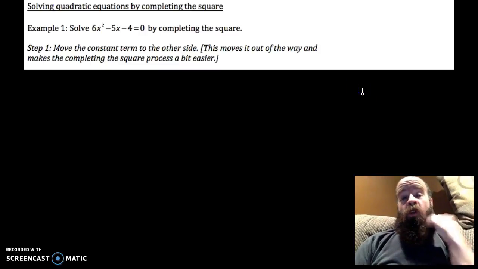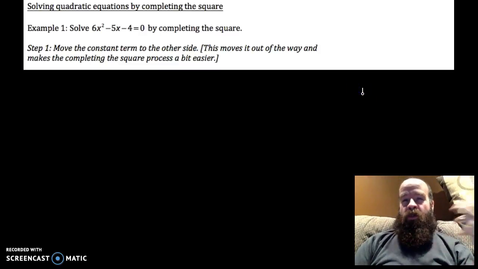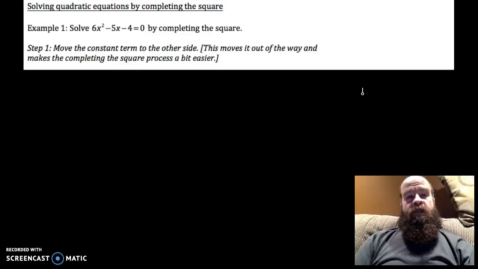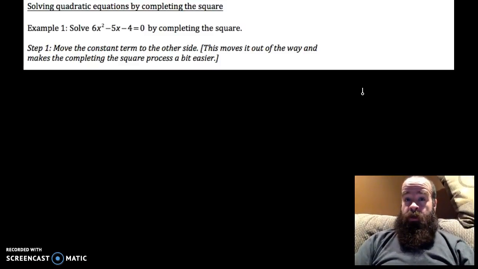All right, so I wanted to walk you through the process of completing the square so you can hear me narrate the example once. I've given you an example here that we're going to solve by this process. It's 6x squared minus 5x minus 4 equals 0.